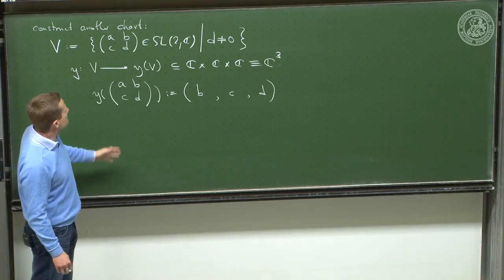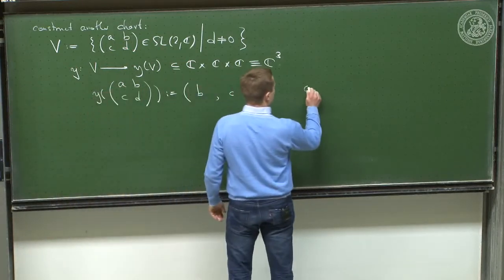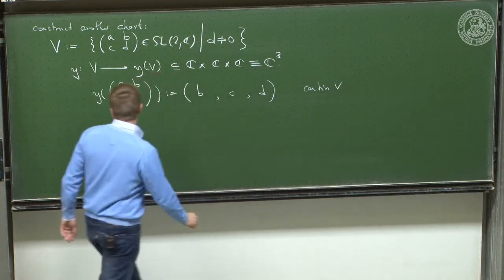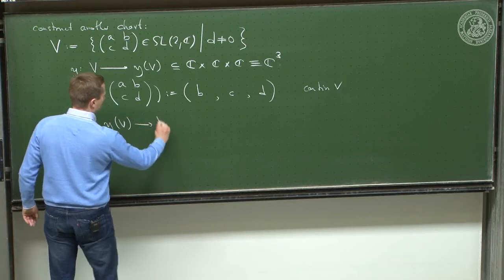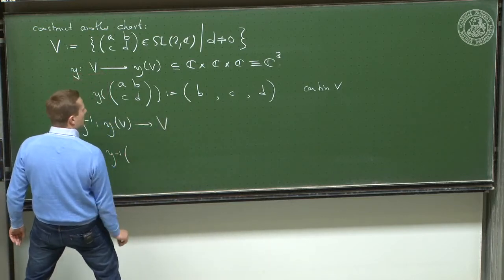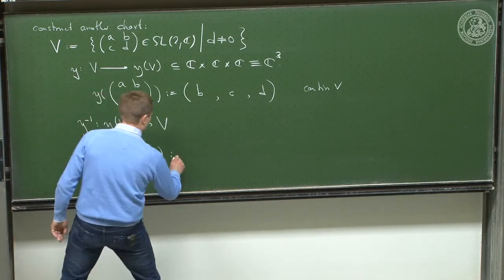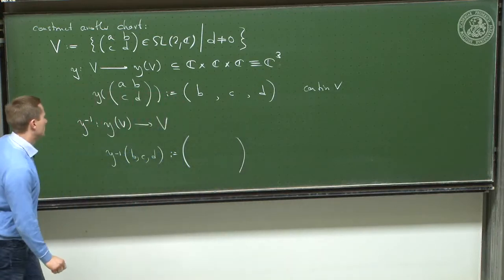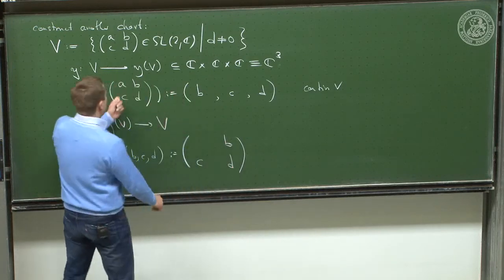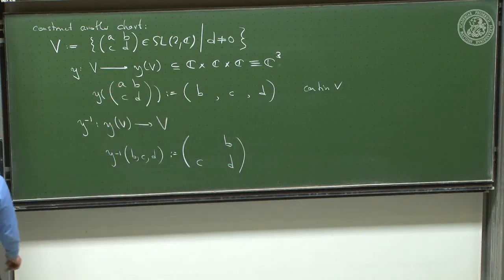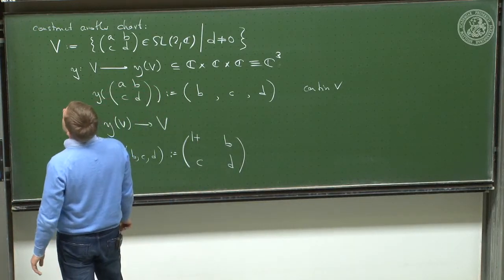It's again the same business. You check the pre-images of open sets are open and so on. You check this is continuous. And you construct the inverse, y inverse from y of v back to v, y inverse now eating BCD. It eats these three complex coordinates, and it reconstructs this element of SL2C, BCD, but now you have to reconstruct the A that looks very similar. It's 1 plus BC by D.